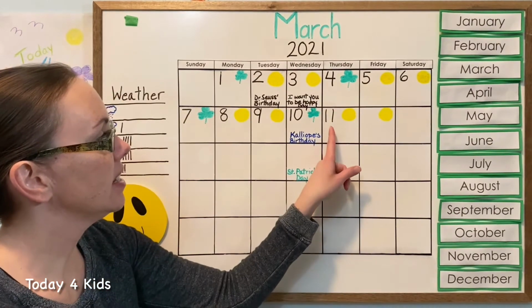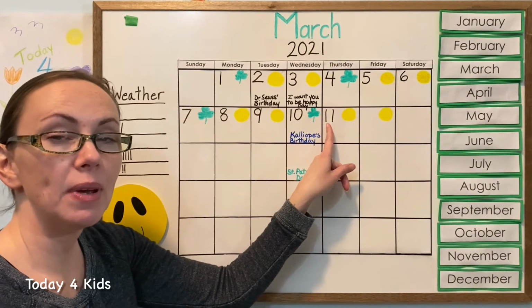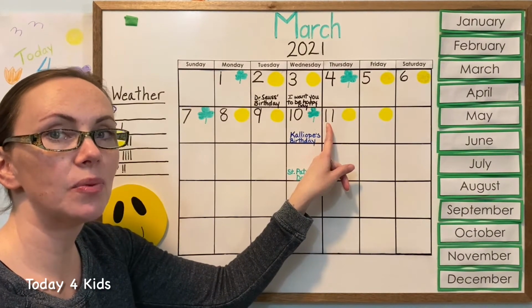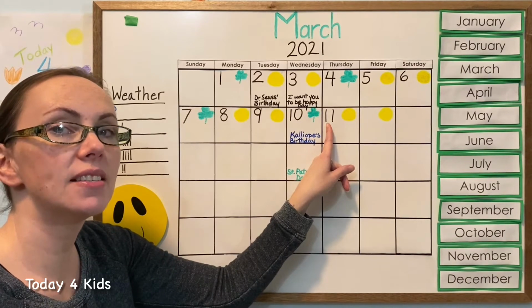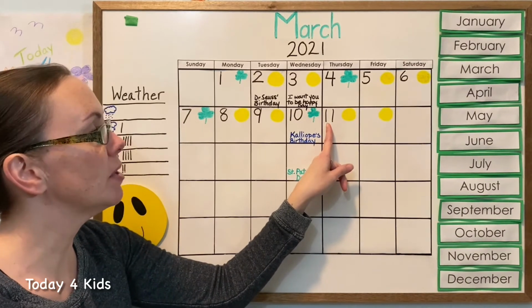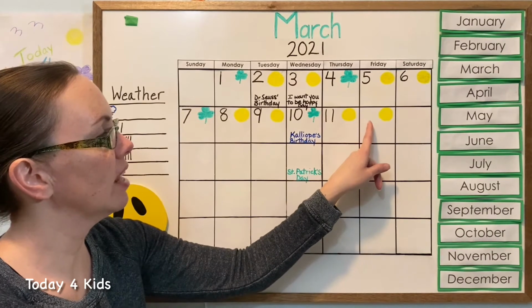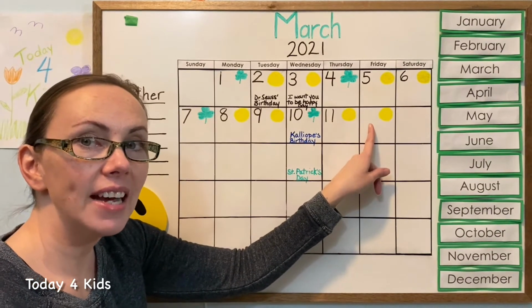Let's see. Yesterday's number was 11. And when we count, we say 11, but when we put it in the calendar, we say the 11th. Can you try that? Say 11th. Good job. So what comes after 11 when we're counting? That's what today would be. I hear some great guesses.